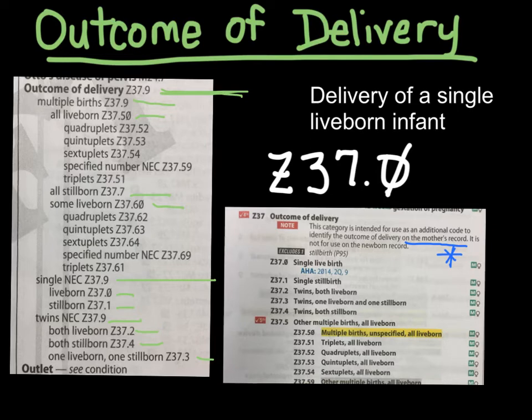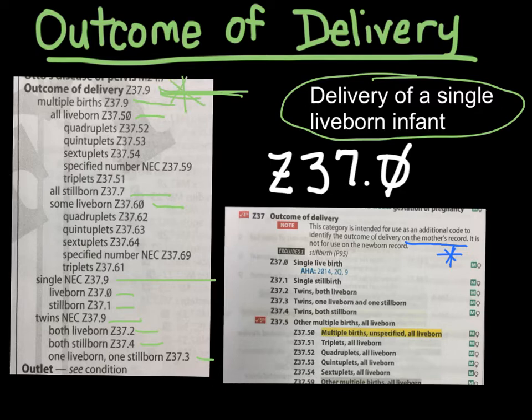As a quick example, delivery of a single live-born infant. This would be coded to the outcome of delivery, single, live-born, which leads us to code Z37.0. When you check the tabular list, you will see a note reminding you to only use the Z37 codes on the mother's record. So in case you happen to forget, there's a little note in the tabular to remind you of that fact.